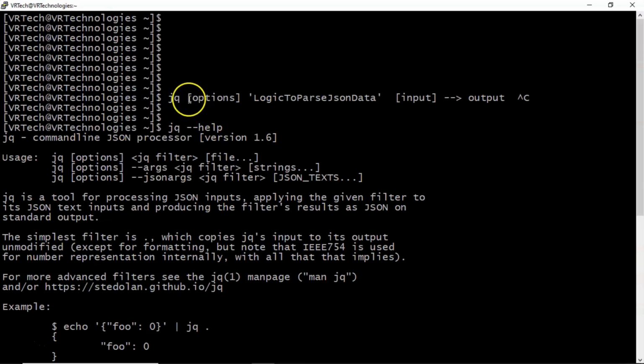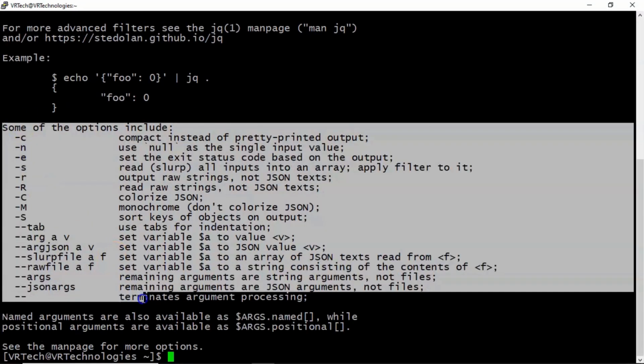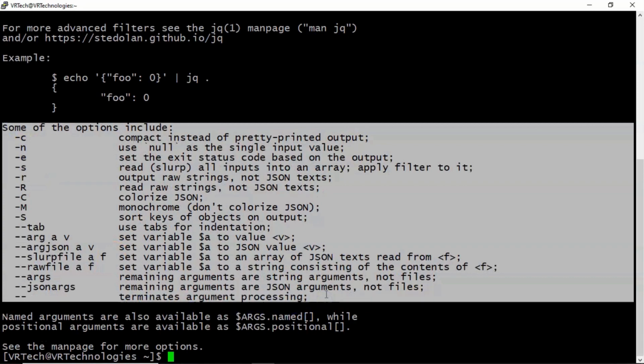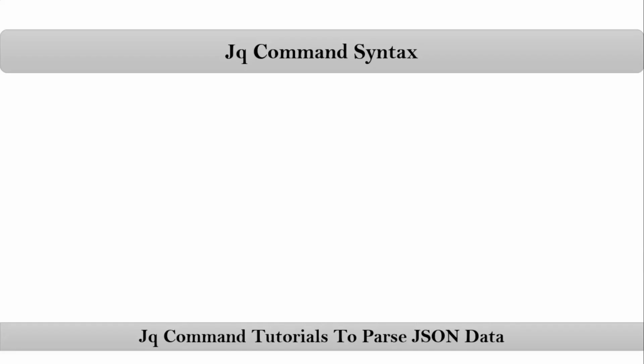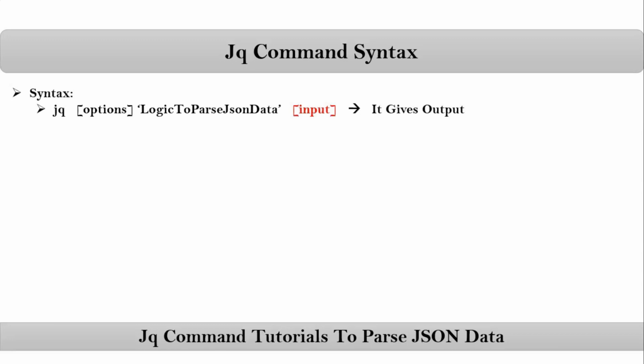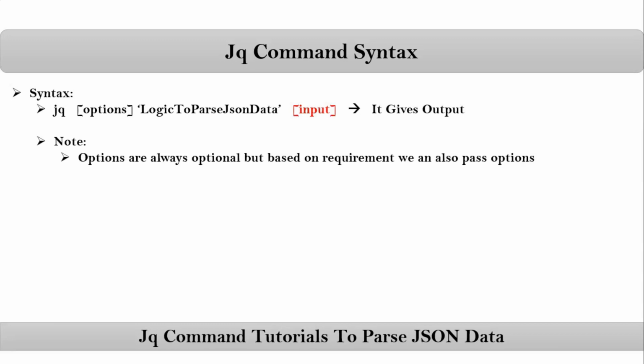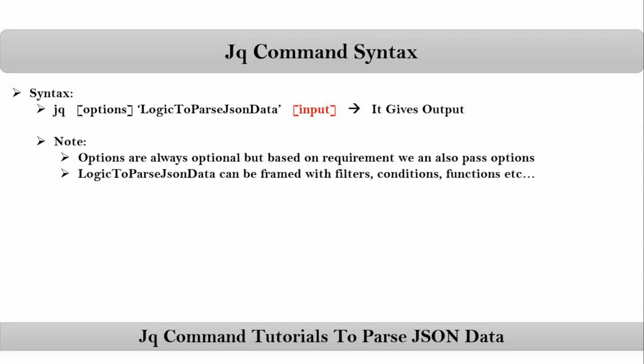And here for JQ command, we are having options. See, these are the available options for your JQ command. So finally, this is the syntax for your JQ command. So be clear, options are always optional, but based on requirement, we can also pass options. And logic to parse JSON data can be framed with the help of filters, conditions, functions. We will see step by step.